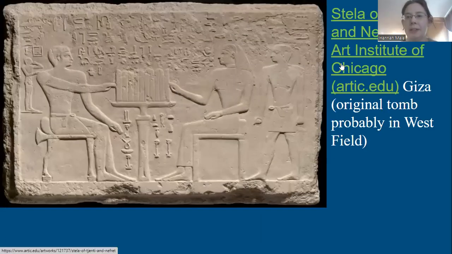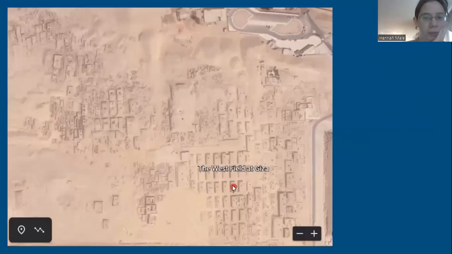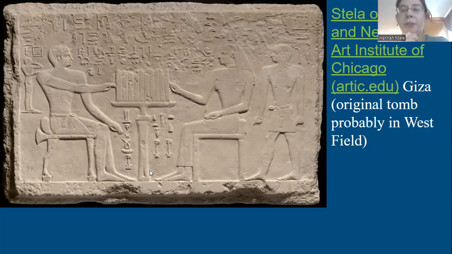So this is an object that came, we think, originally from that west field. So from here, and this is a stele, the stele of Tenj Ente Ameneph. And this is one of the object classes and one of the ways that we can get at women in ancient Egypt, from their tomb steles.